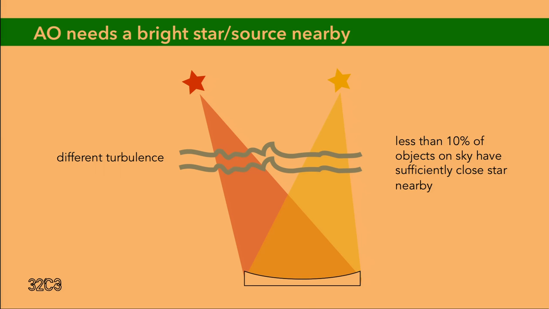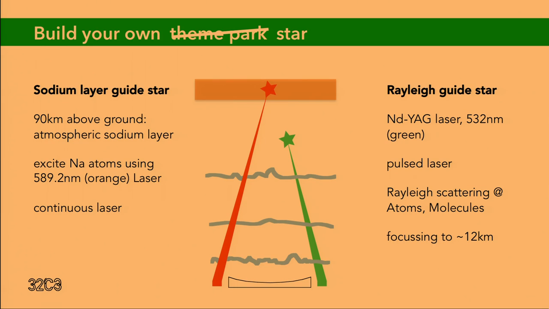Now, the thing is that less than 10% of the objects you have on sky, which you're normally interested in, have a sufficiently close and bright star nearby. So what to do? And now we come to the lasers. Because if they don't want to play nicely, well, build your own theme park. So, make your own star. This is what we do.